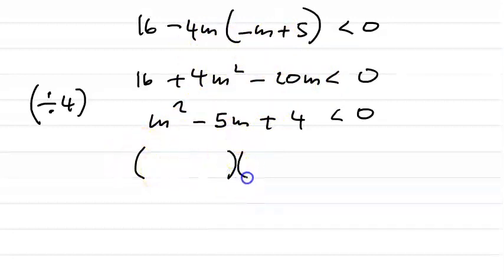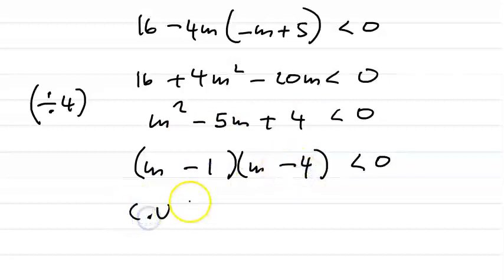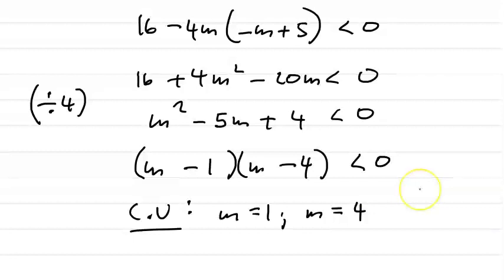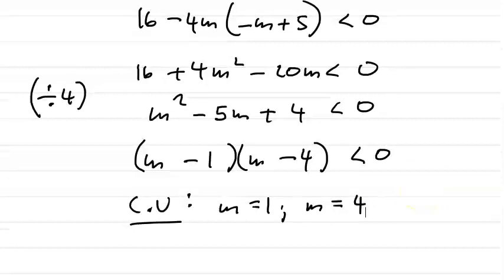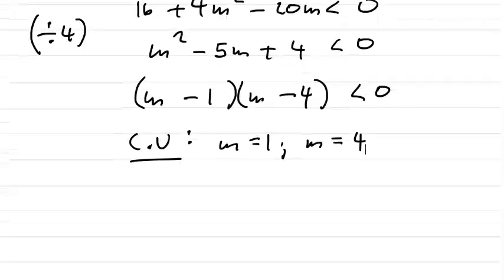So let's now factorize this. Now remember the steps for solving a quadratic inequality. Okay, we have to factorize first. So m times m is m squared, and here factors of 4 multiplied together to give us positive 4, when added together to give us negative 5. That will be minus 1 and minus 4. Therefore, my critical values here will be m equals 1 and m equals 4. So positive 1 and positive 4 are my CVs, or critical values.